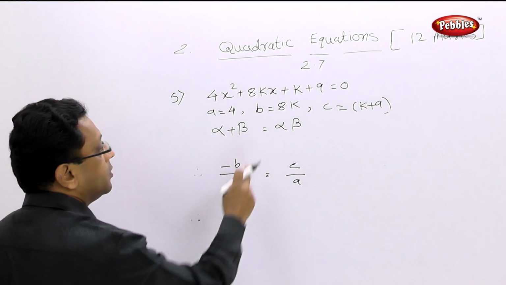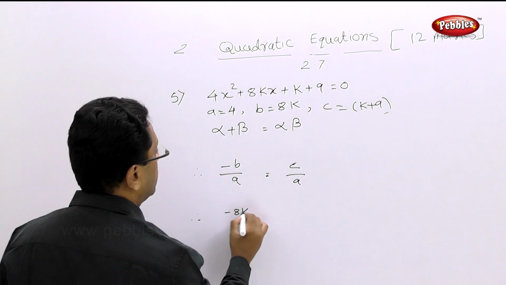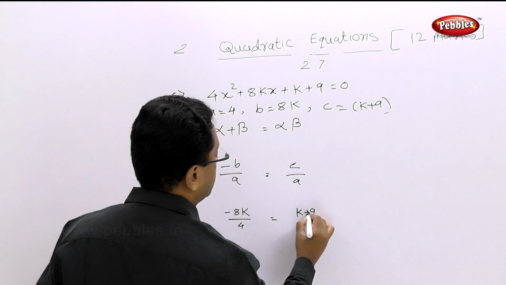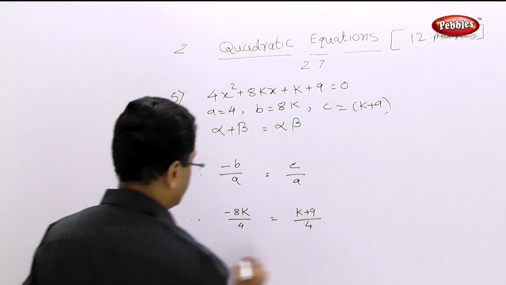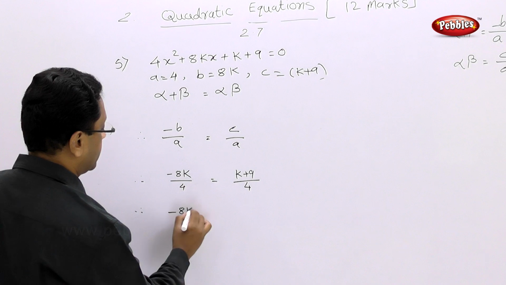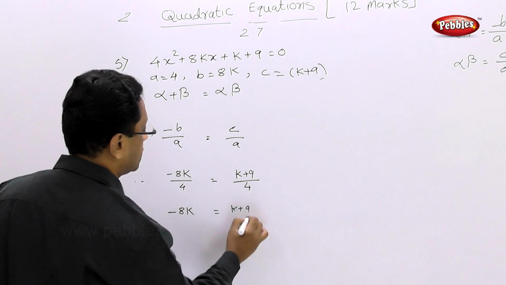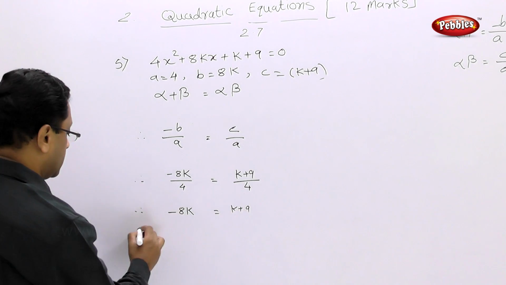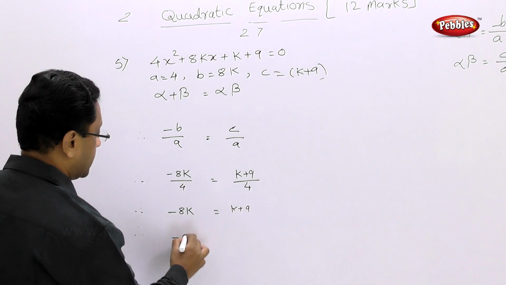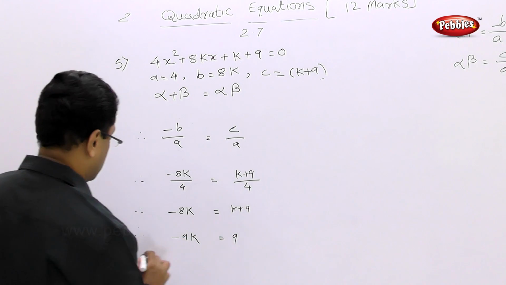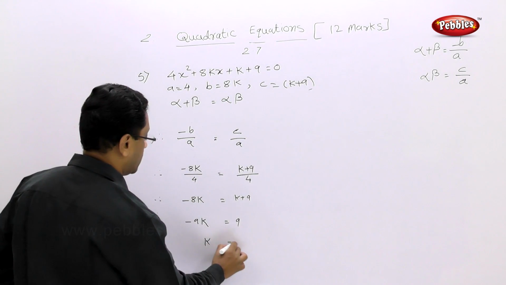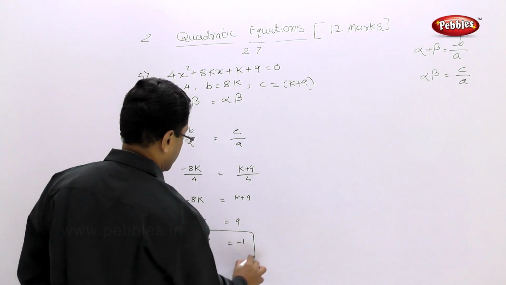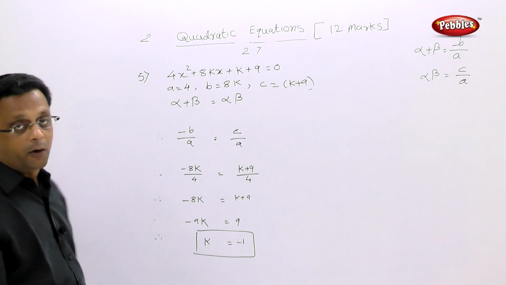So here we get minus 8k upon 4 is equal to k plus 9 upon 4. So we get minus 8k is equal to k plus 9. 4 will get cancelled. So here k will be transferred here. So we will get minus 9k equal to 9. So k will be equal to 9 upon minus 9, that is minus 1. This is our answer for problem number 5.